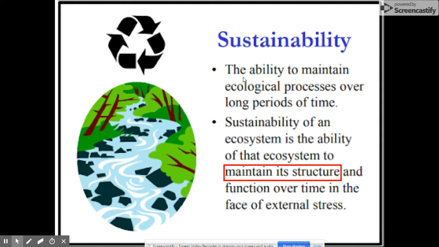Sustainability. Sustainability is the ability to maintain ecological processes over long periods of time. Sustainability of an ecosystem is the ability of that ecosystem to maintain its structure and function over time in the face of external stress. So stress would be like those environmental changes that we were talking about, an environmental change like a major rainstorm or an ice age, things like that. Could the environment sustain itself if something happened to it? That's what we need to think about.